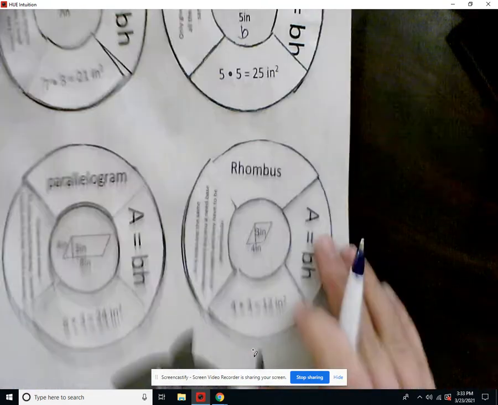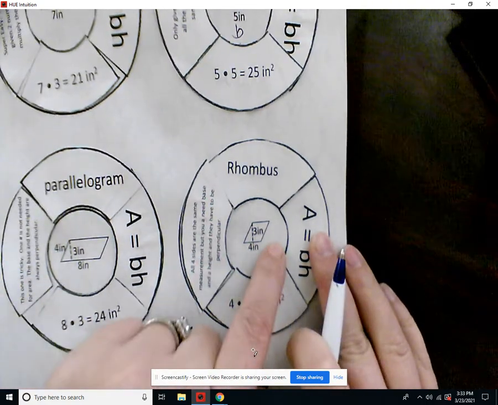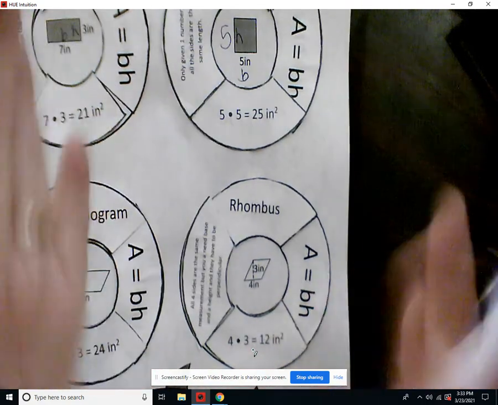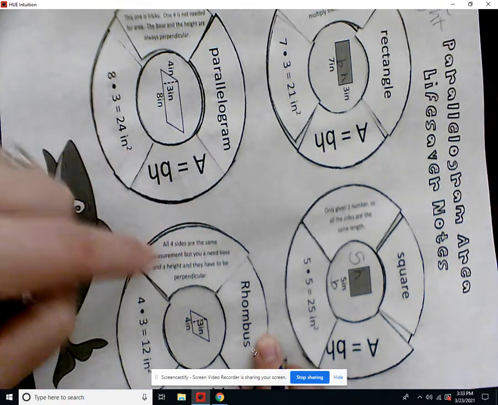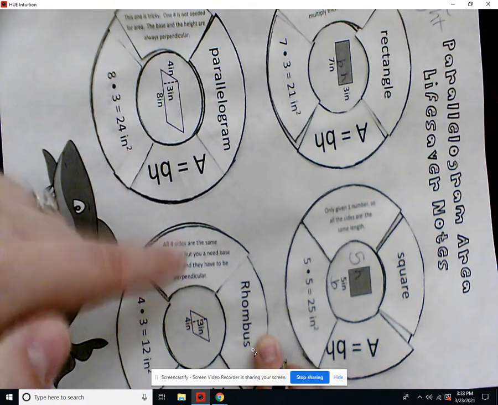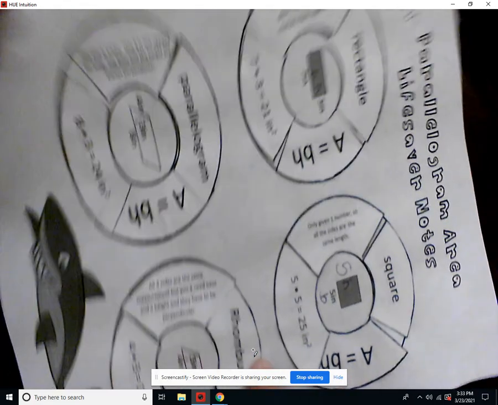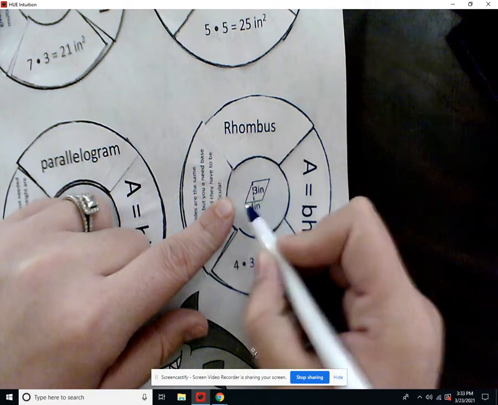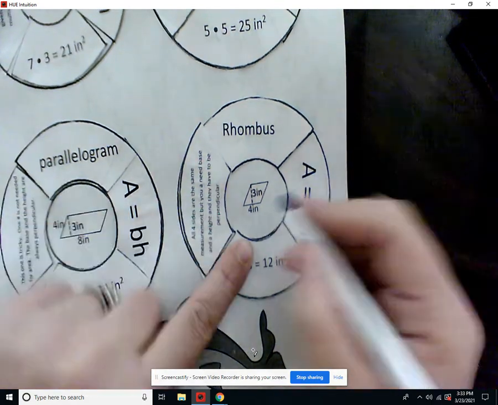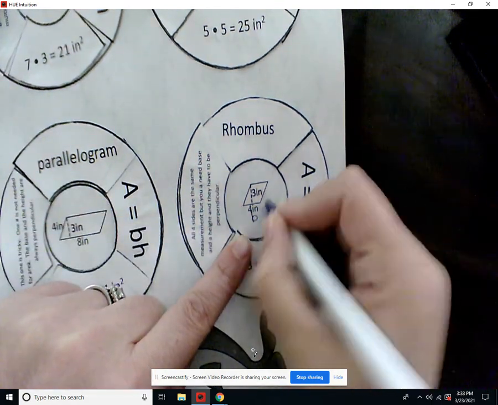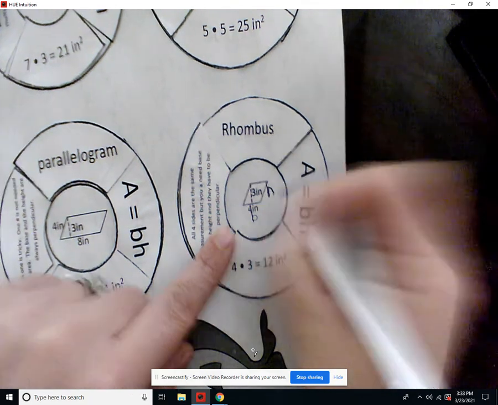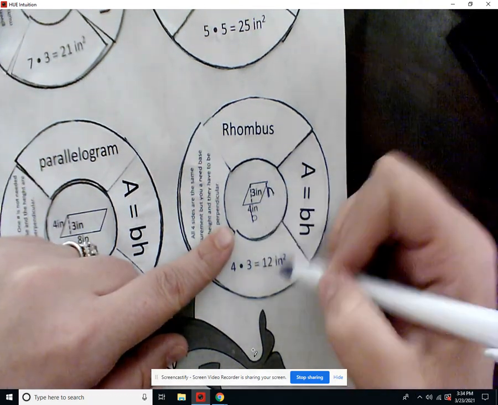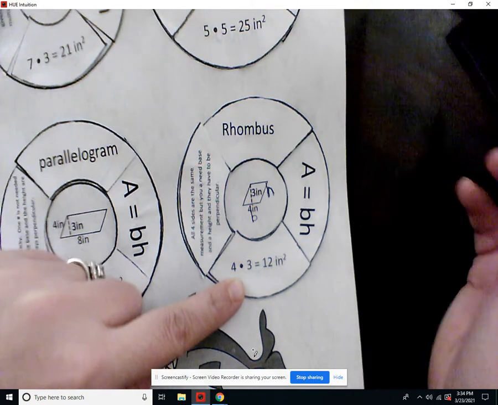All right, so a rhombus is basically a square, but it's just turned and slanted. All four sides are the same measurement, but you need a base and a height, and they have to be perpendicular. Perpendicular just means that it meets at a right angle, kind of like a T. So 4 is my base, 3 is my height. Same thing, base times height.